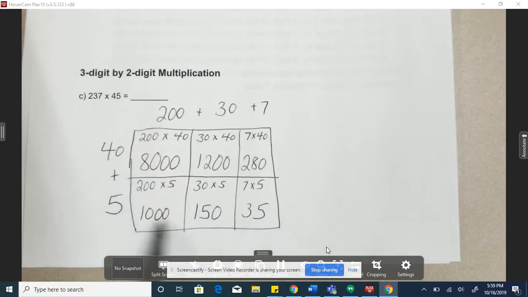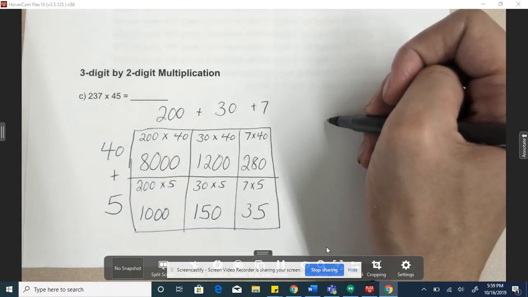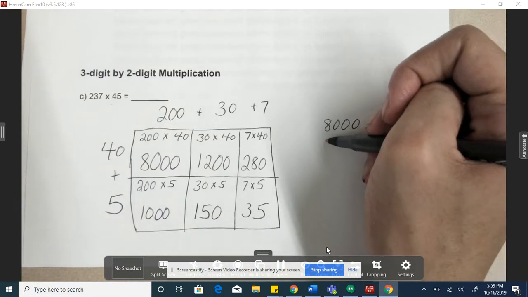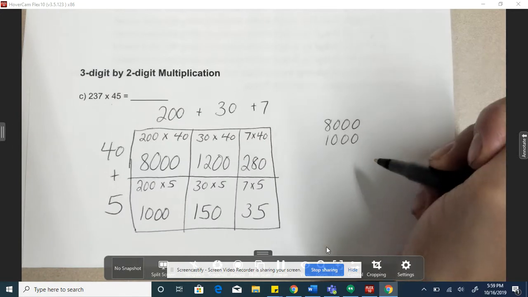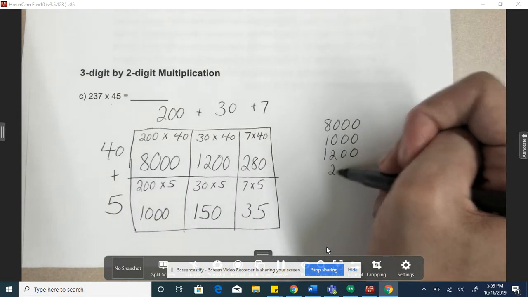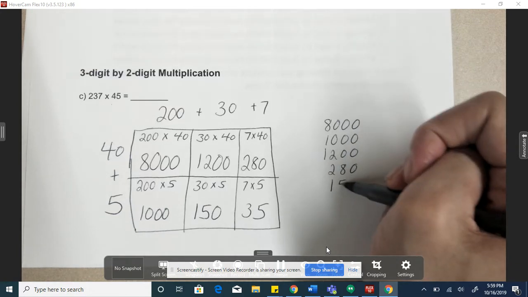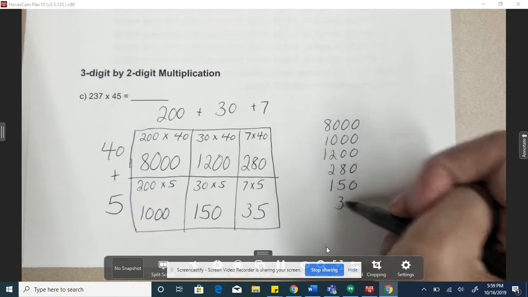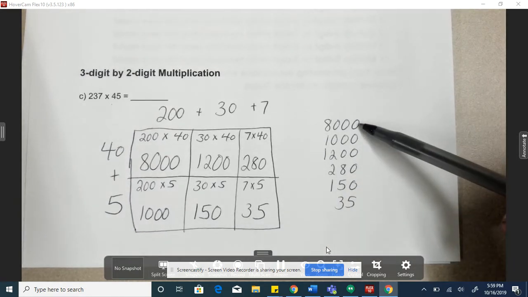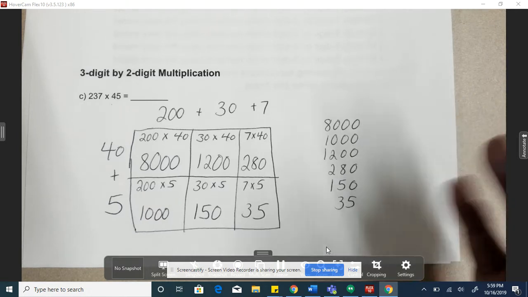Now that I found all these products, I'm going to add them all together, making sure I line up my place values. So we have 8,000 plus 1,000 plus 1,200 plus 280. As long as we add them all up, the order is fine. Plus 150 plus 35. I'm going to double check, make sure I have 6 products I'm adding up. 1, 2, 3, 4, 5, 6. All right, I know I have all my numbers.